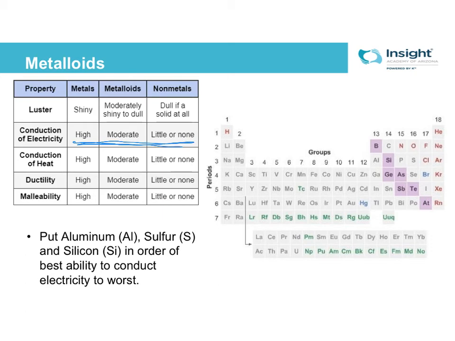So we've got aluminum, silicon, and sulfur. Alright, so to put those in the correct order, you'll go aluminum would be the best, to silicon being second best, to sulfur being the worst.